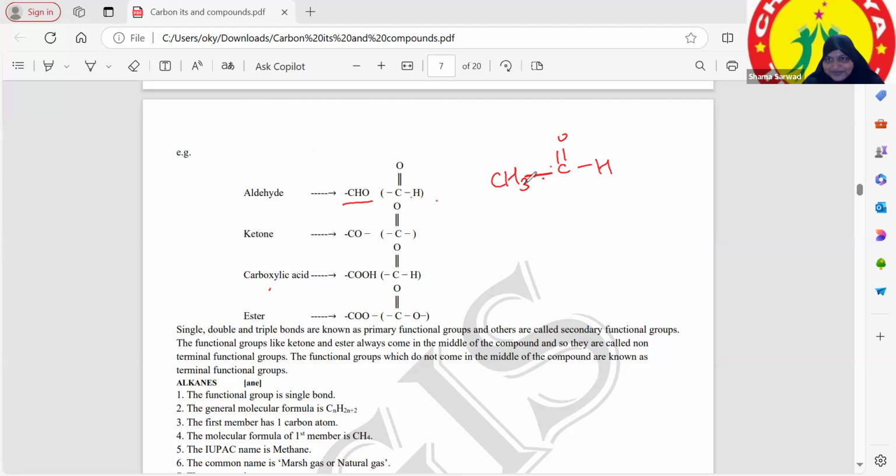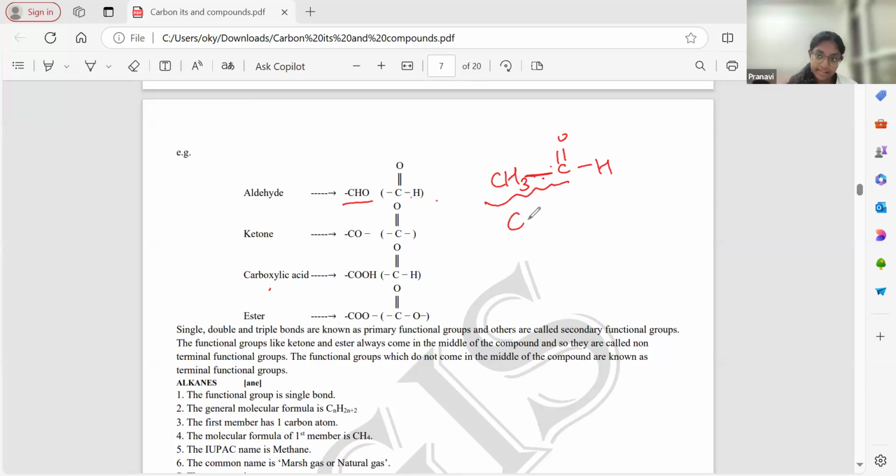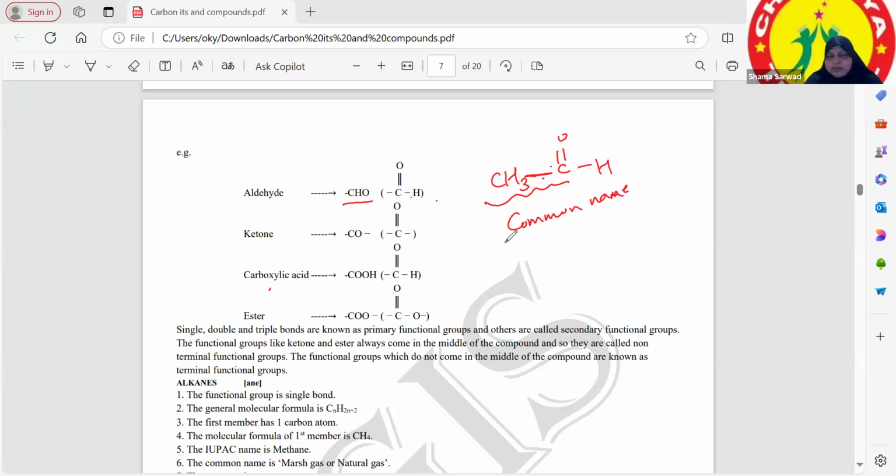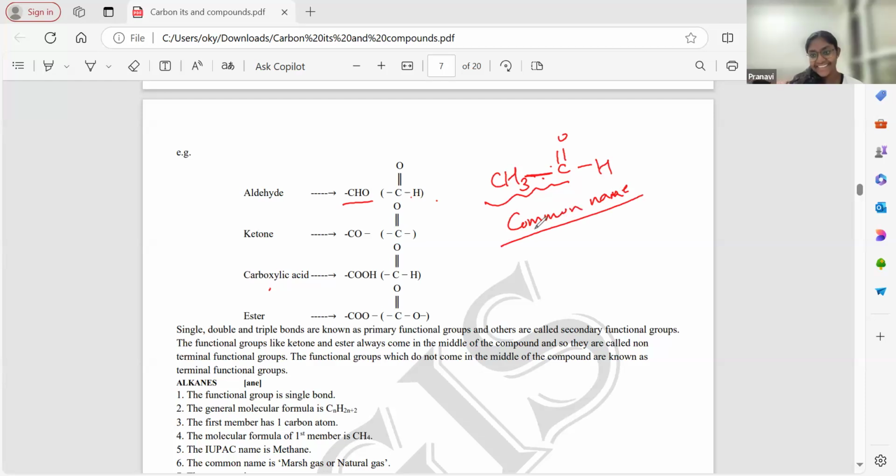Acetaldehyde. This group is called the acetyl group, and this is aldehyde. So this is acetaldehyde. It is the common name of this compound. Like the names used at home for a person, Chintu, Bintu, Pinky, Minky, the common name is acetaldehyde.